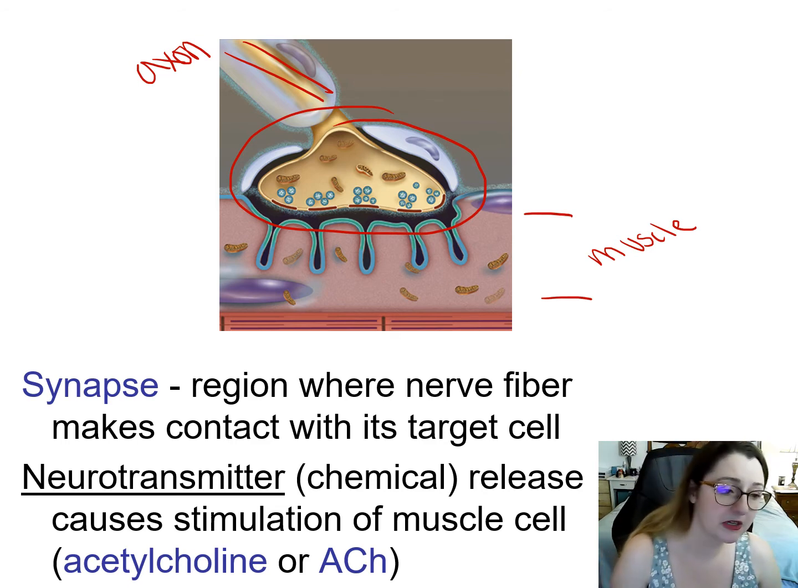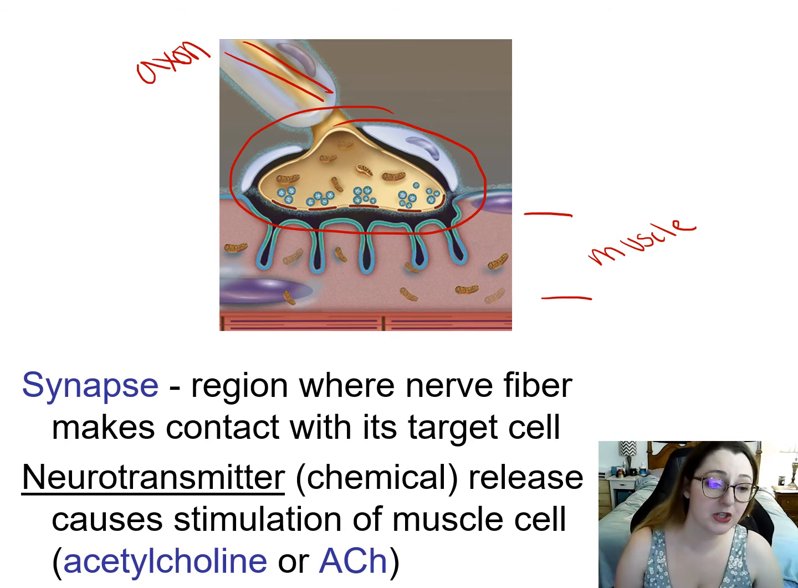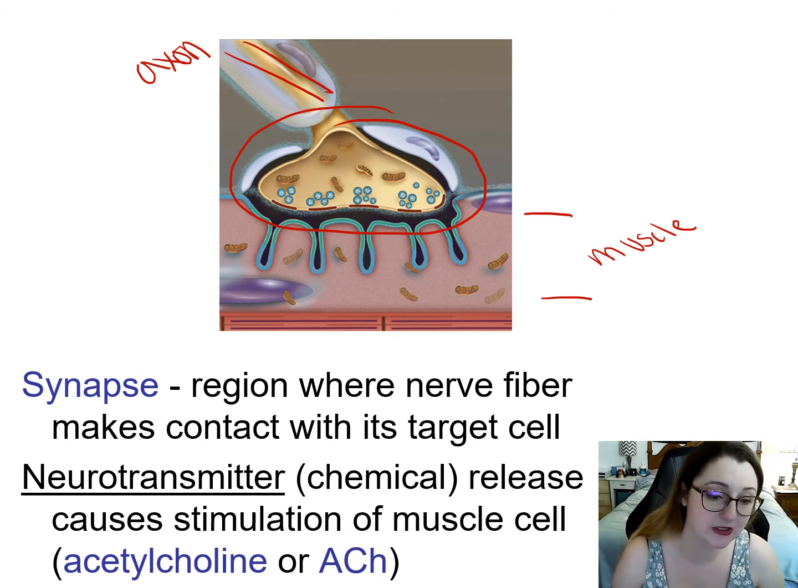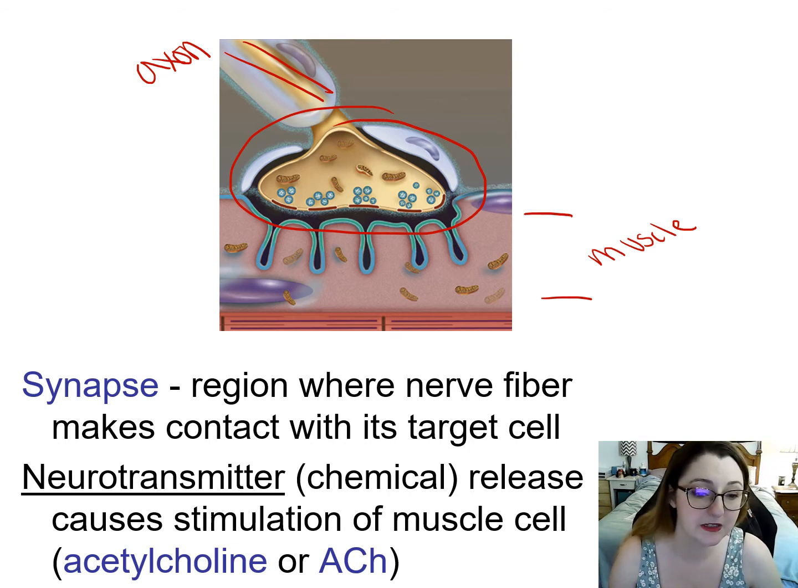And then we have something called a neurotransmitter. What I want you to know is that this is a chemical. The release is going to cause the stimulation of a cell. This can be kind of any cell, but again, in this case, it's going to be a muscle cell. And specifically, the neurotransmitter we're going to talk about right now is going to be acetylcholine, or ACH.